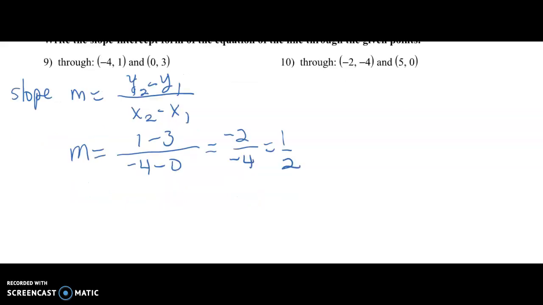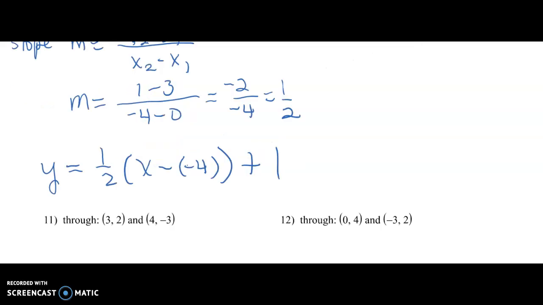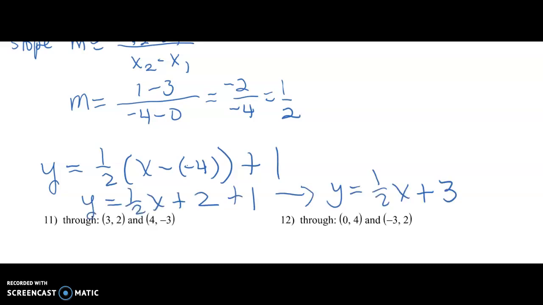All right, so now that we have the slope value, we can go ahead and use the point-slope formula. Now, since we're given 2 points here, it doesn't matter which ordered pair you use in the point-slope form. So again, choosing the first ordered pair, -4, 1, I'm going to plug in the slope value, 1/2, and my ordered pair in their respective places in the formula. I'm going to go ahead and simplify that to get my equation y equals 1/2 x plus 3. Now my equation is in slope-intercept form.